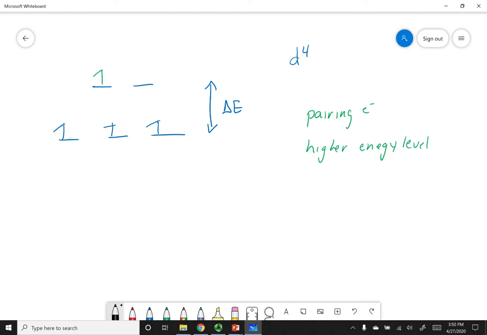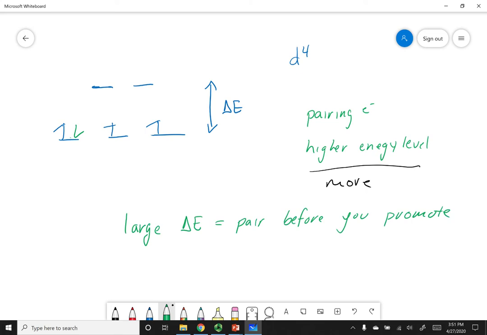Now, what happened in the past is we always said that moving to a higher energy level took more energy than the pairing energy. However, when we start looking at crystal field splitting, this energy is very much comparable to the pairing energy. So if my delta E is really great, then you are going to do what you normally do, and that is you are going to pair before you promote.